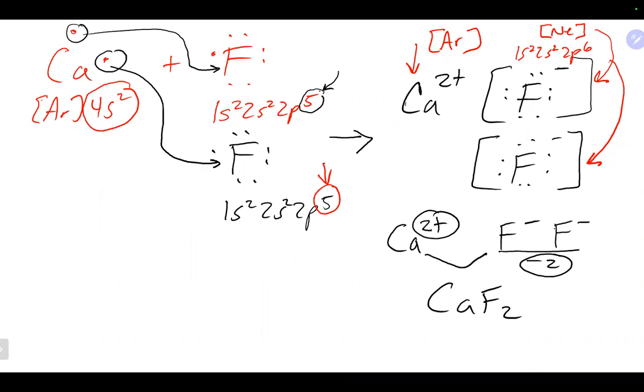Do naming and formulas, positive, negative, balance it out to 0. Ultimately, what that's doing is allowing everybody to get to that stable configuration of the noble gases. Question on that there.